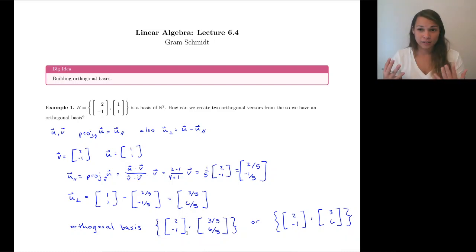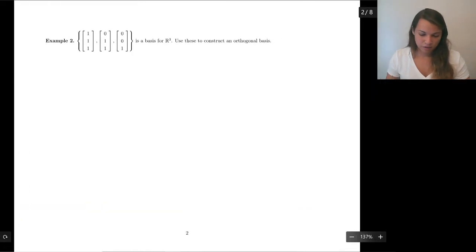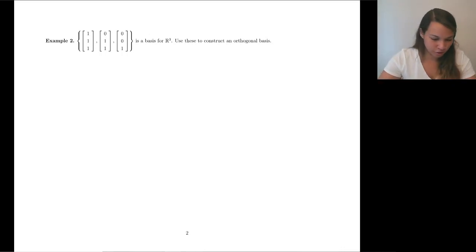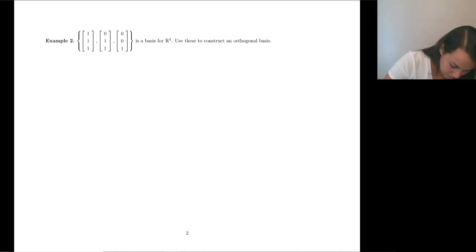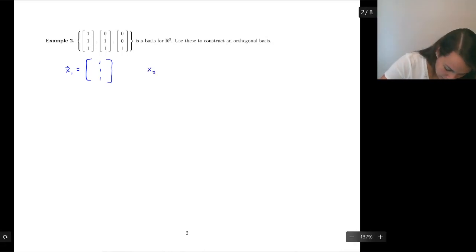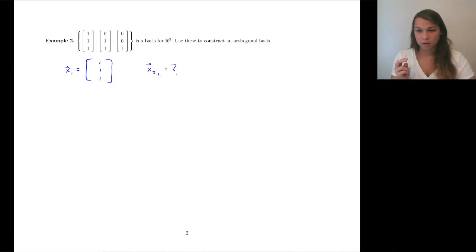Okay, let's try this again for a bigger subspace. We've got (1, 1, 1), (0, 1, 1), and (0, 0, 1), which is a basis for R3. Can we construct an orthogonal basis? Yes, we can. Otherwise, I wouldn't be asking. Let's start with the first two. x1 is where we're going to start. And then we want to find x2 perp, because we know that's going to be orthogonal to x1.